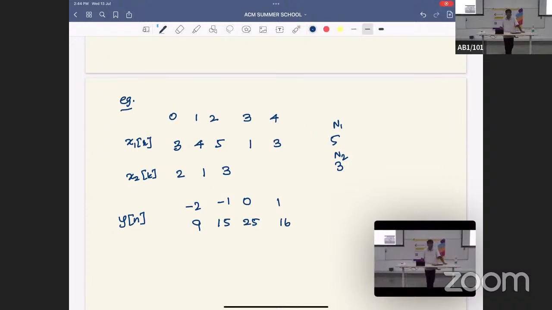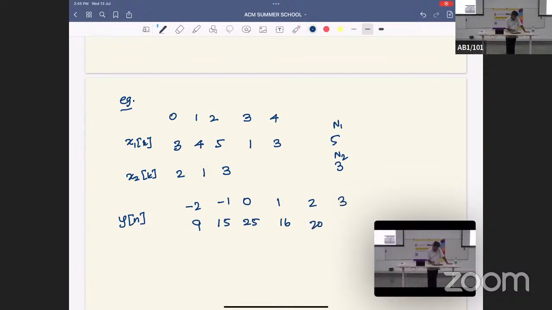Everyone agrees? Then we push this guy to this side by 2. So you will get the value of y of n at 2. Okay. Then what will happen? Then 2 means this will multiply this, this will multiply this, and this will multiply this: 10 plus 1 plus 9, 20.